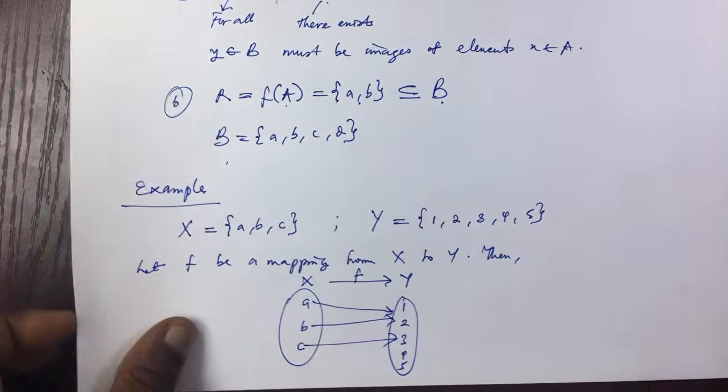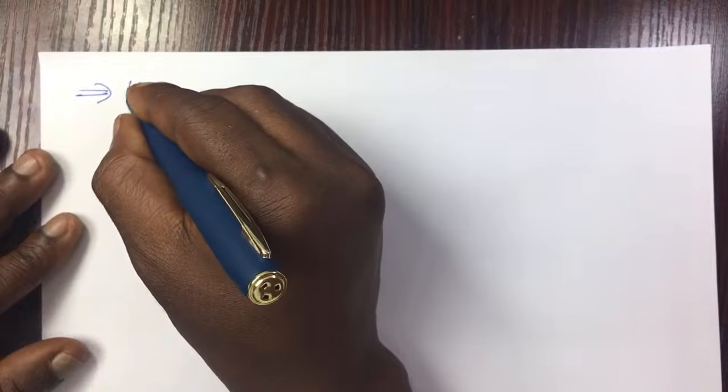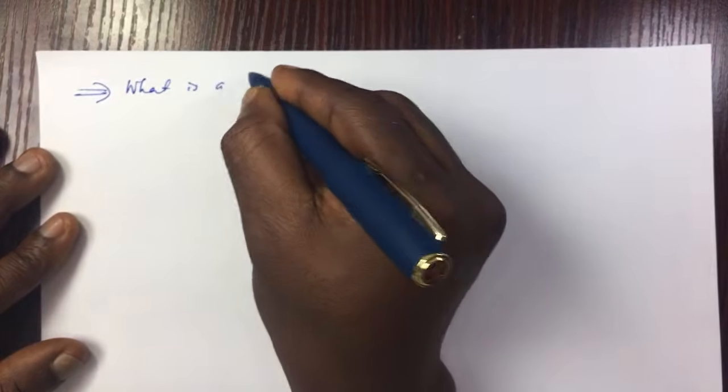Okay? So that being said, let us now go to the next thing that I want to discuss. Let us now answer the question, what is a function? Having known those few things about mappings, having gotten a clear idea of what a mapping is, let us now go straight to what a function is. So, what is a function?